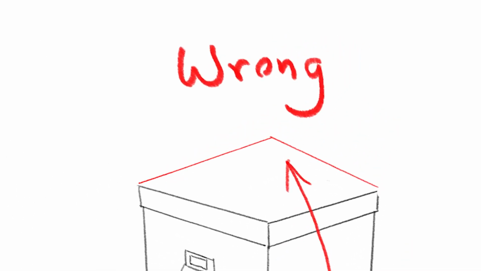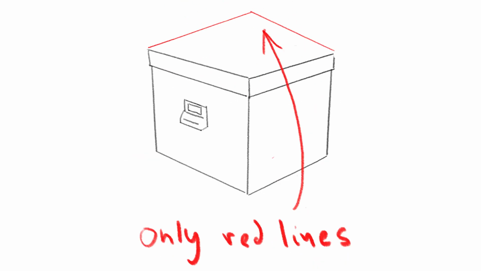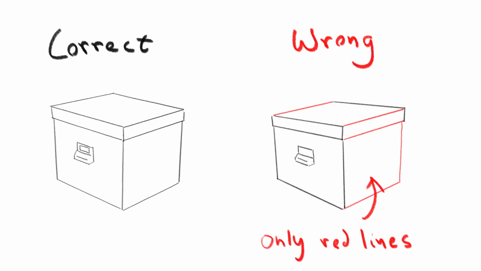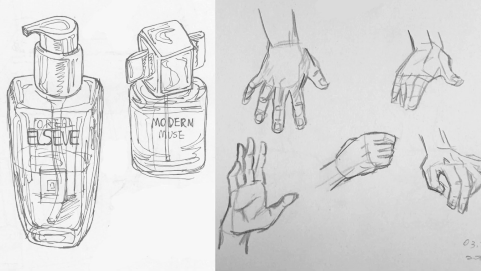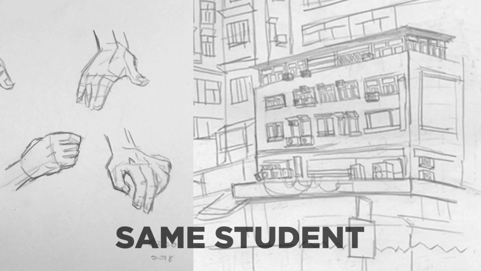Most people give up at this stage. Don't. Try to remember, weird mistakes are a sign you're actually starting to learn perspective. Even students who can do amazing drawings like this struggle with perspective.